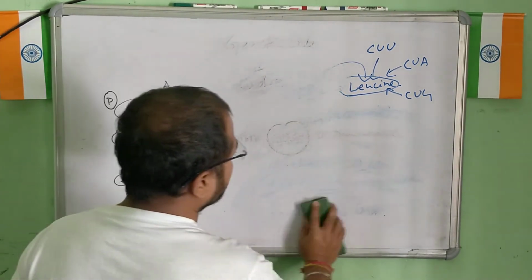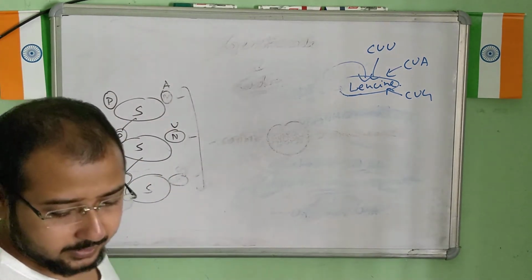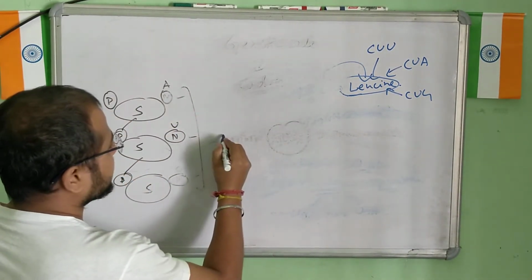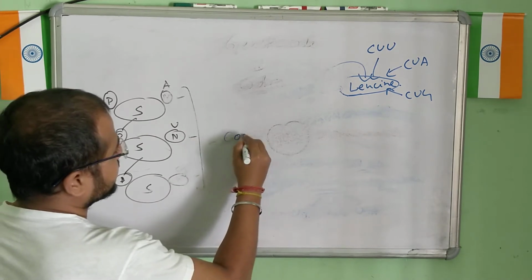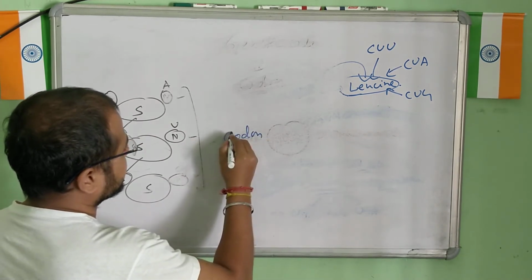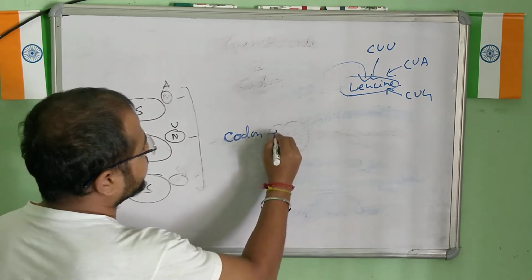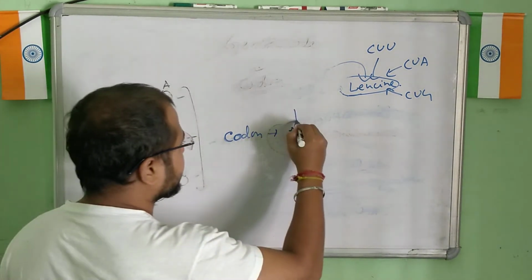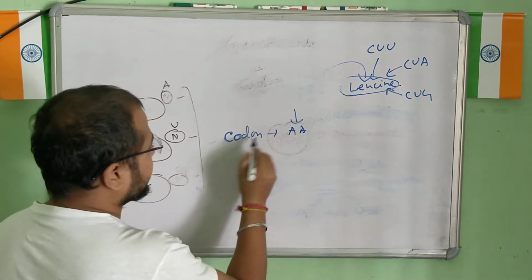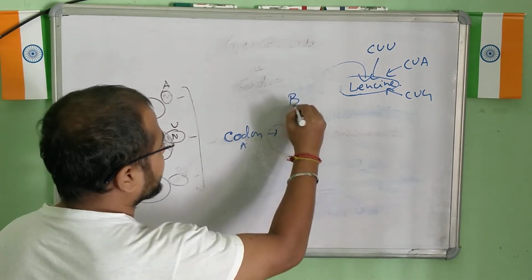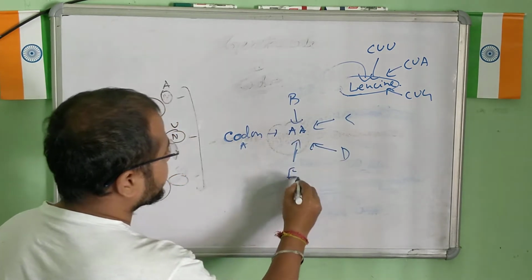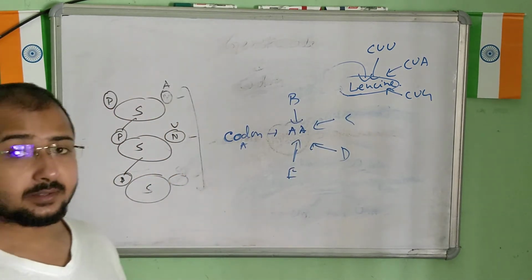In a very simple way, one codon codes for an amino acid, but this amino acid can be coded by, suppose this is codon A, it can be coded by B also, C also, D also, E also. So this is how the properties are.